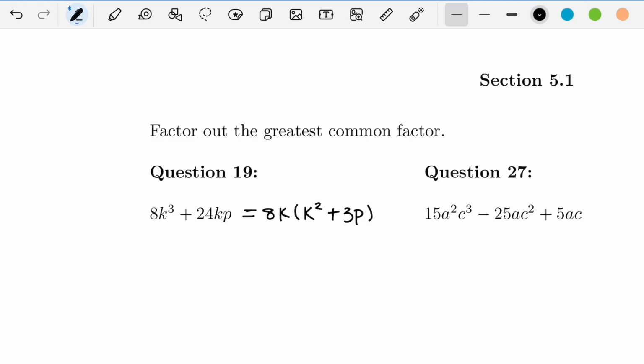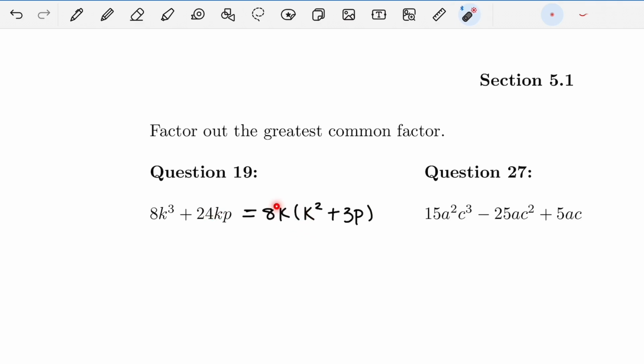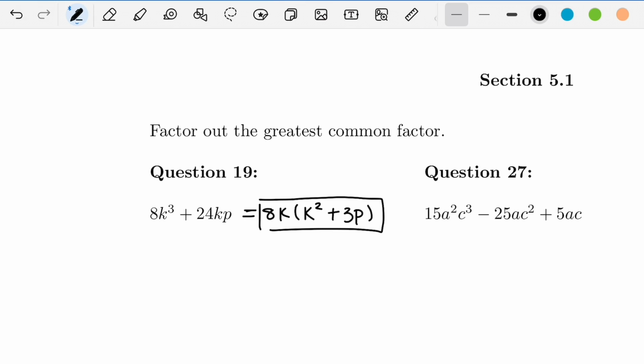Now, whenever we're factoring out a greatest common factor, we can always check our work because these guys should be exactly equal. So what I mean is when we distribute this 8k back into both of these terms, we should end up with our original polynomial. And we'll see that that is the case. 8k times k squared will give us 8k cubed, which is our first term, and then 8k times 3p, well 8 times 3 gives us 24, and then k times p gives us kp. So we know when we factor out the greatest common factor for this guy, this is what we get here.